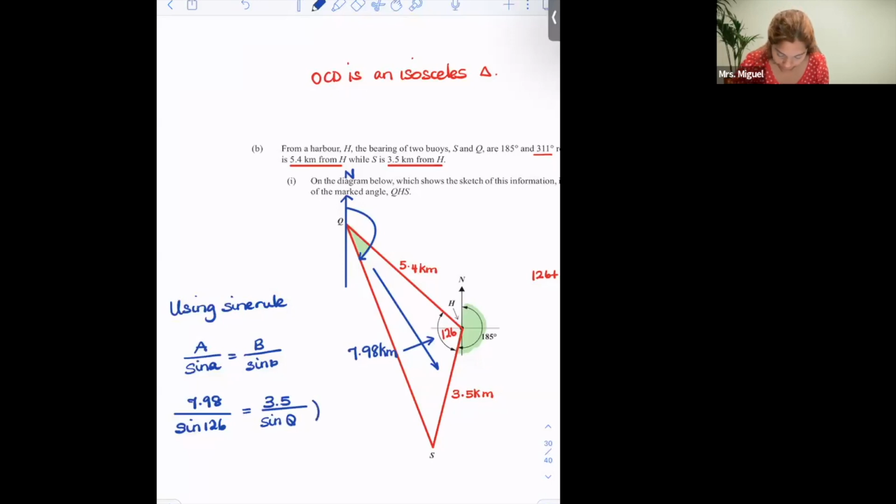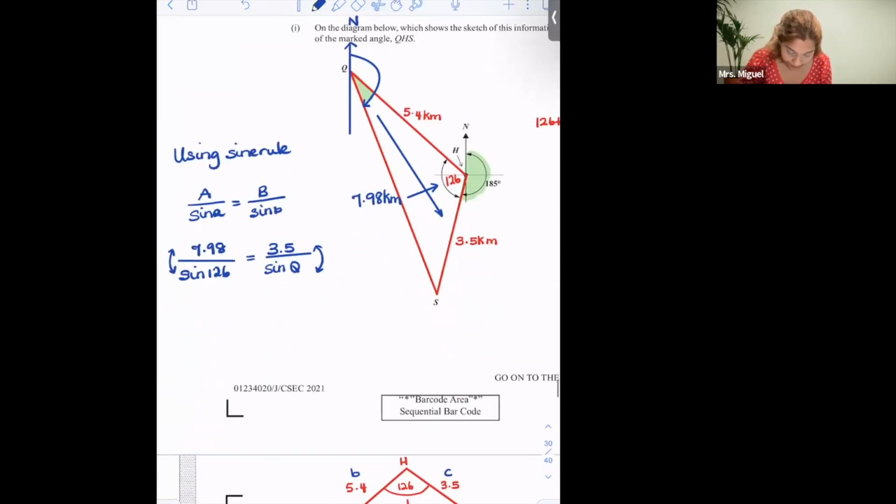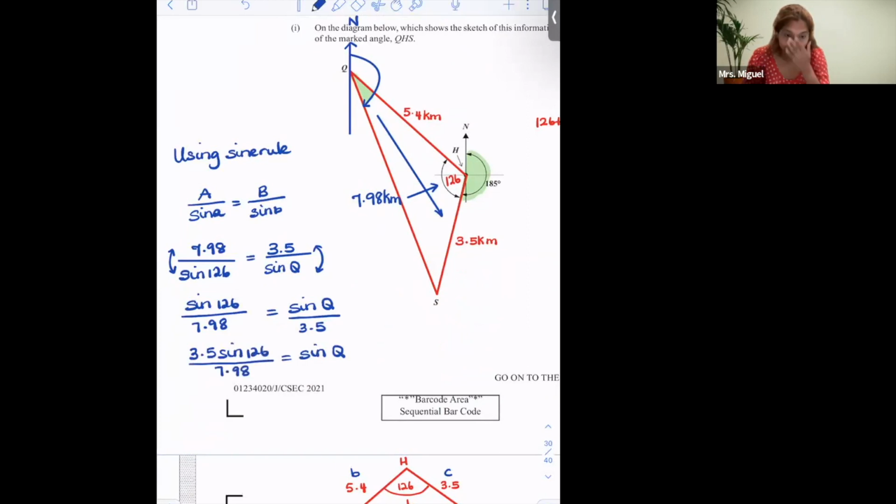So we need to flip both sides to bring sine Q to the numerator. So sine of Q over 3.5 is sine 126 divided by 7.98. So we're going to cross multiply. Sine Q is 3.5 sine 126 over 7.98. Work out that for me. 3.5 sine 126 divided by 7.98.